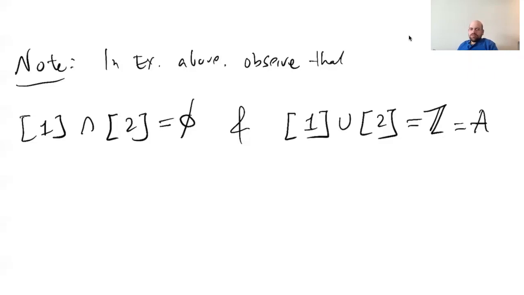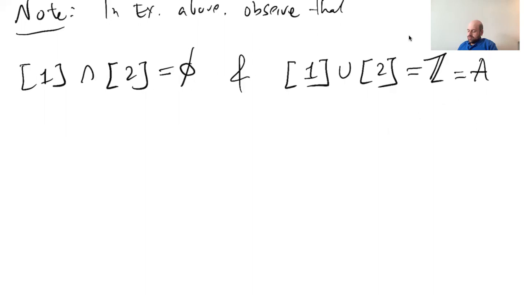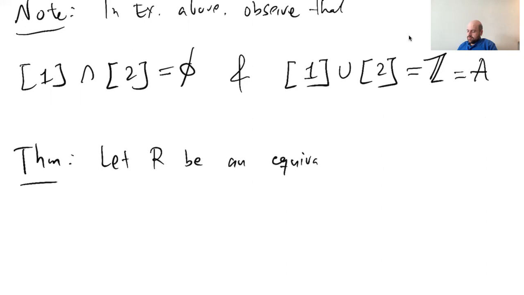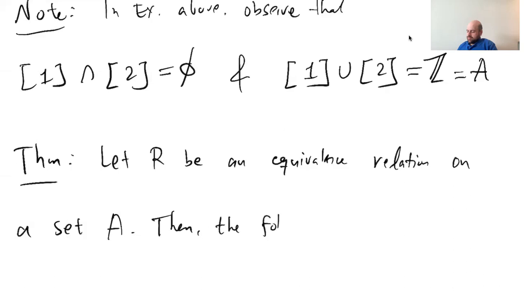Okay, so now let's prove this property formally for any equivalence relation. Theorem: let R be an equivalence relation on a set A, then the following statements are equivalent.